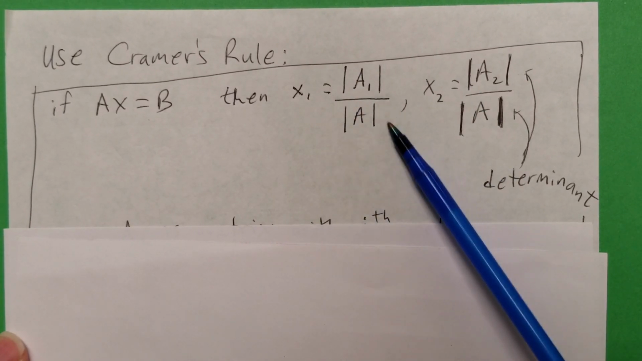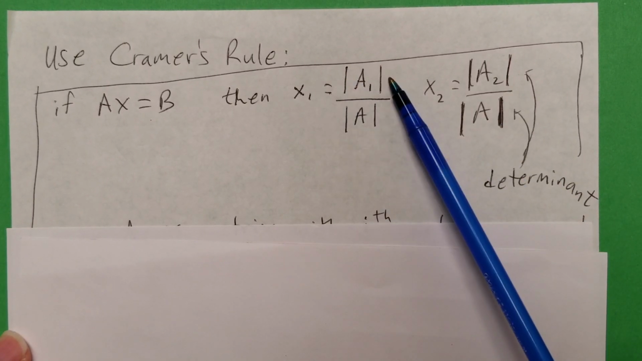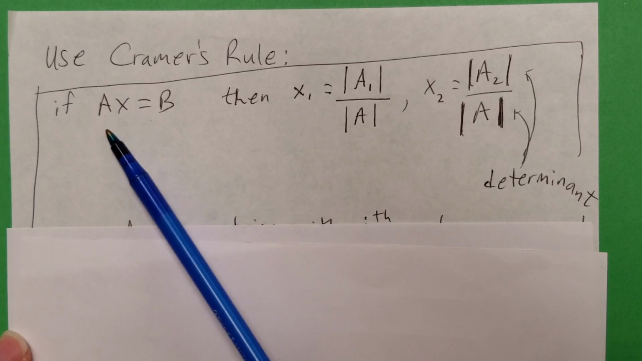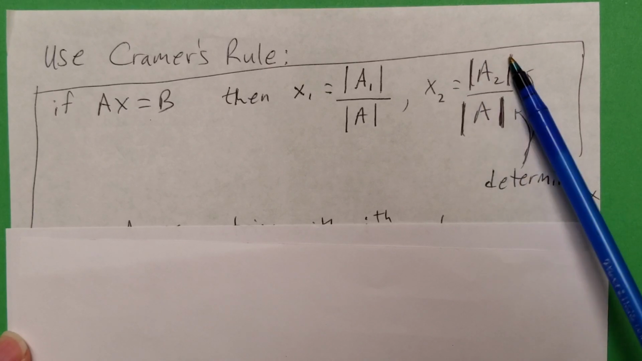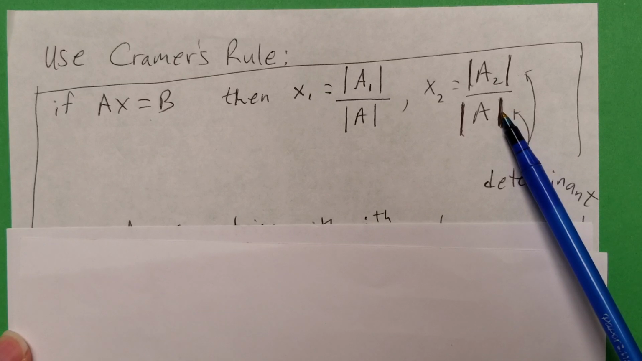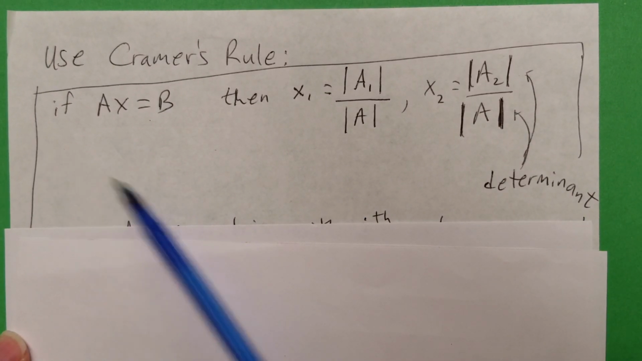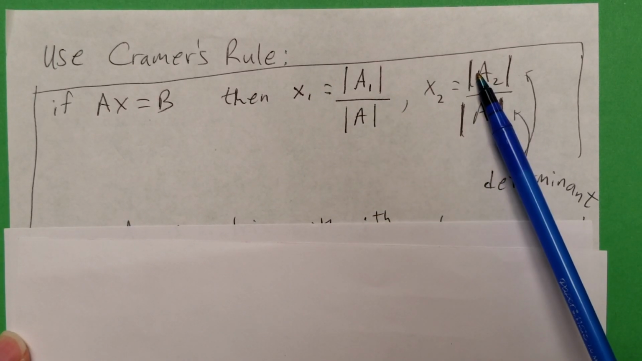Now notice these bars mean determinant. So the determinant of a sub 1 over determinant of a. Well, we already have a. The other variable is equal to the determinant of a sub 2 over determinant of a. So the determinant of a is easy. You just do that cross multiplying and subtracting. Where's a sub 1 and a sub 2? Where do you get those?